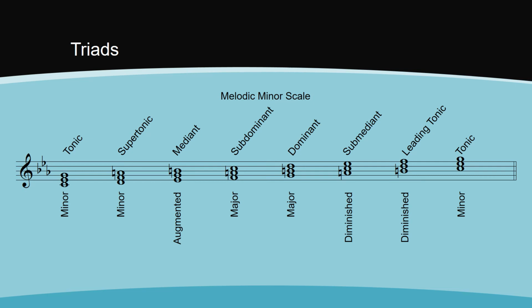Practice writing and identifying triad qualities. This will draw on your knowledge of pitch and interval identification. Having a solid understanding of how triads are built will be necessary for future discussions of 7th chords, Roman numerals, and figured bass.